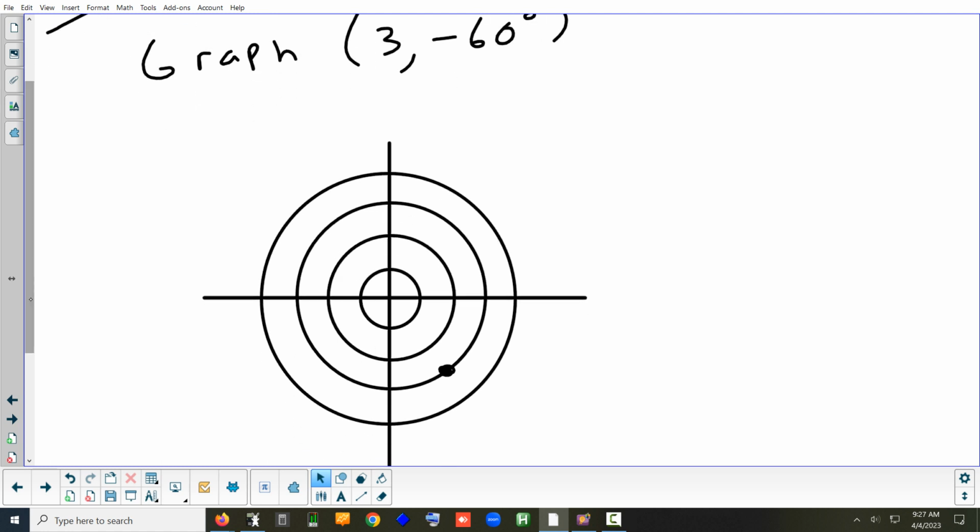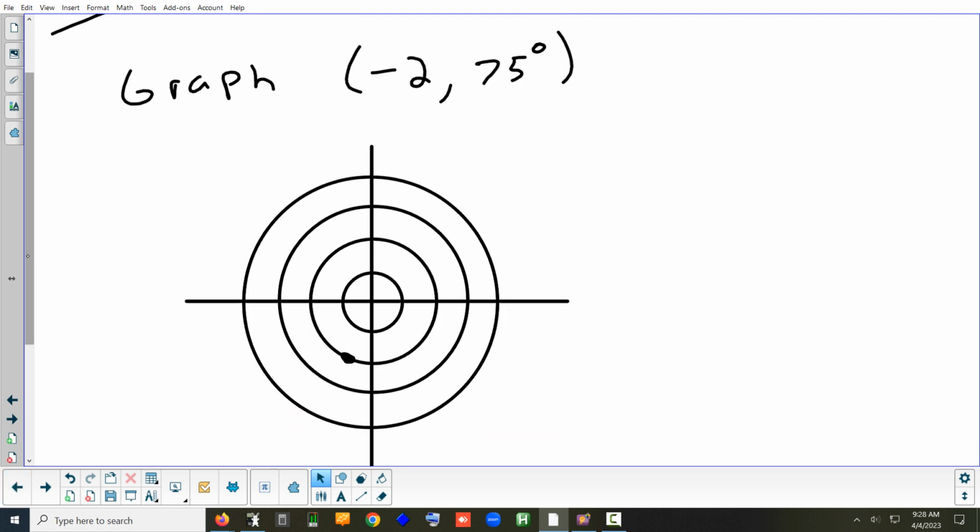Questions on it? Wait, can you go back to your last one? So you go -2 and clockwise down. We went -2 and then we went counterclockwise, this way, because it's a positive angle. Yep. So counterclockwise.